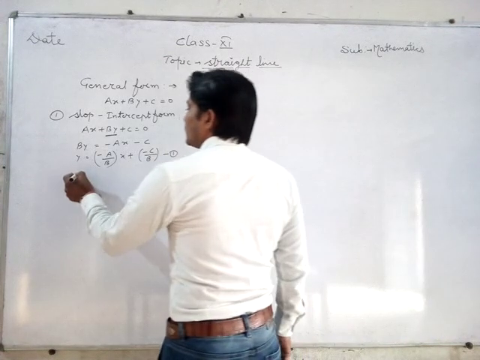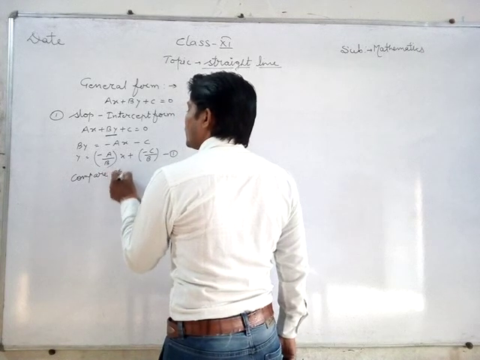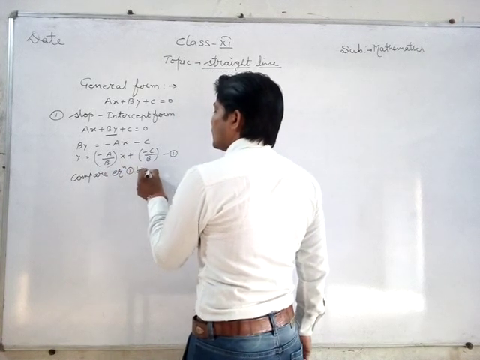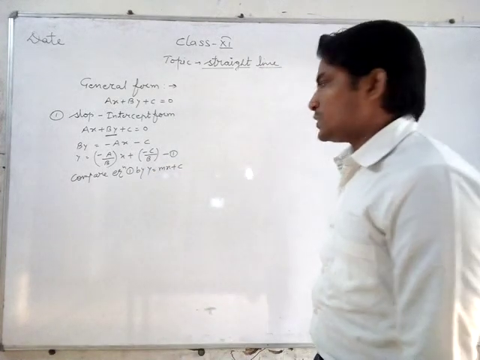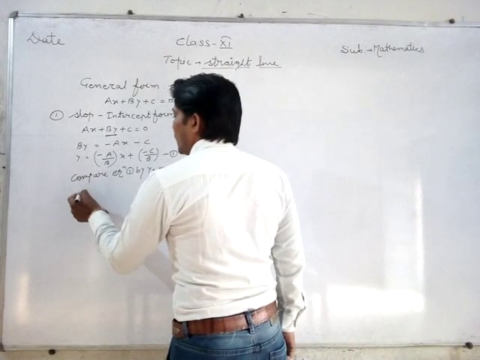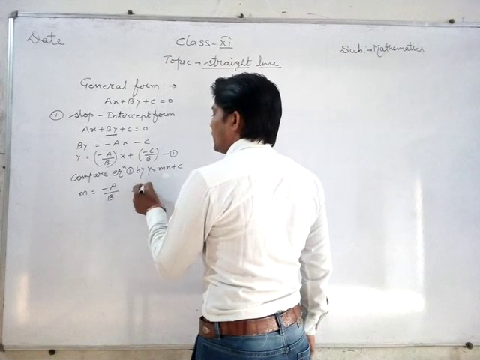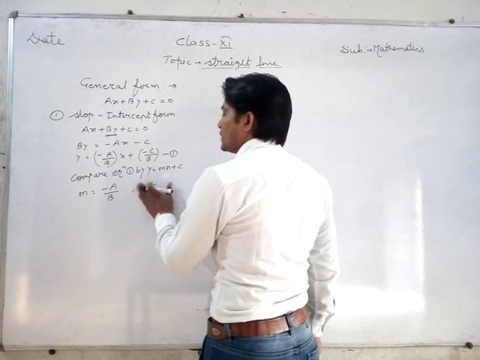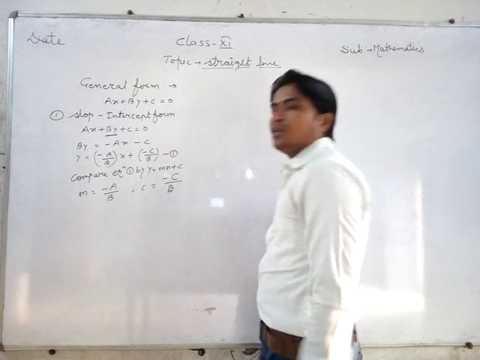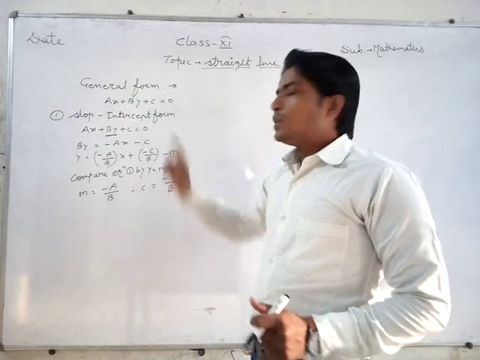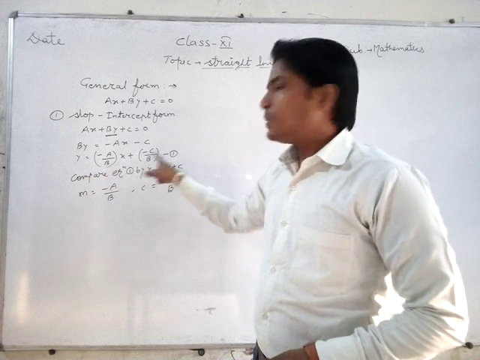Now if we compare equation one with y equal to mx plus c, then we get m equal to minus a upon b, and the intercept capital C equal to minus c upon b. So this is the general form converted into the slope intercept form, y equal to mx plus c.